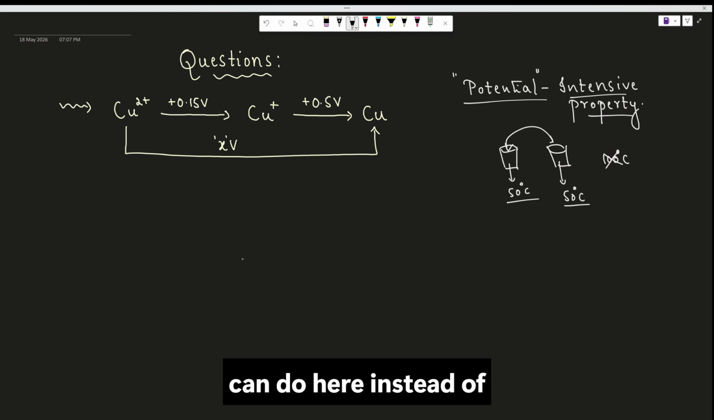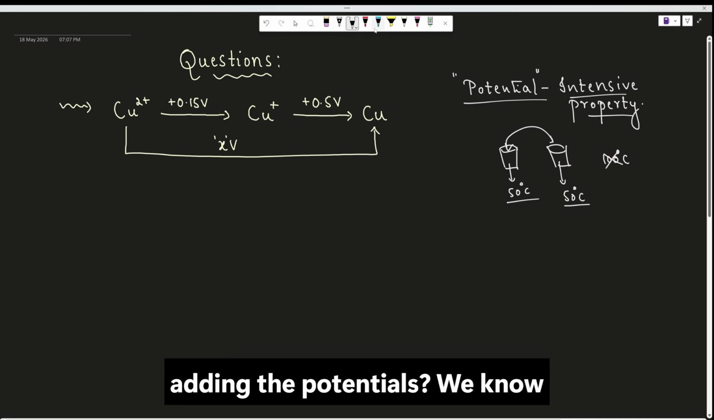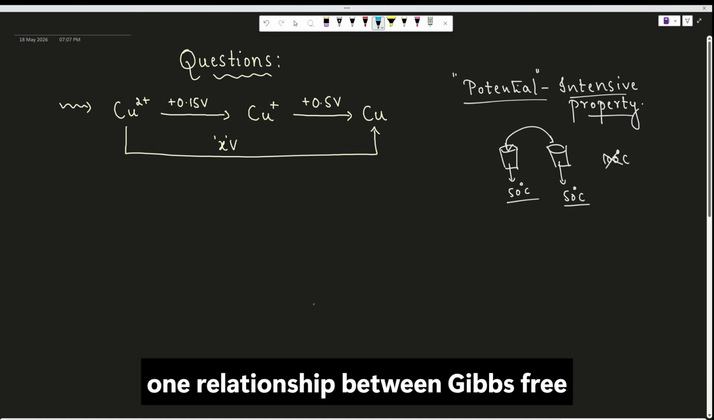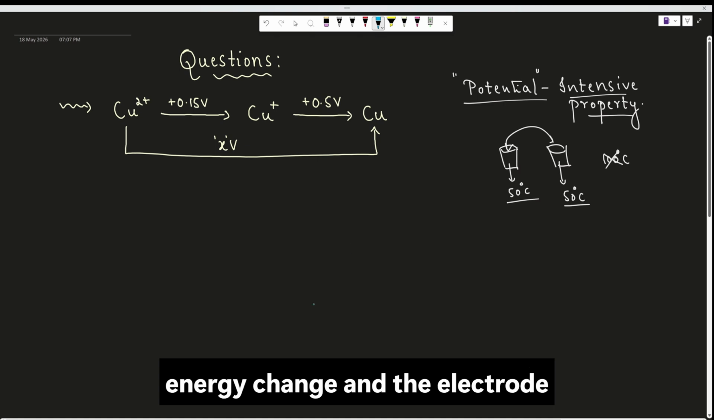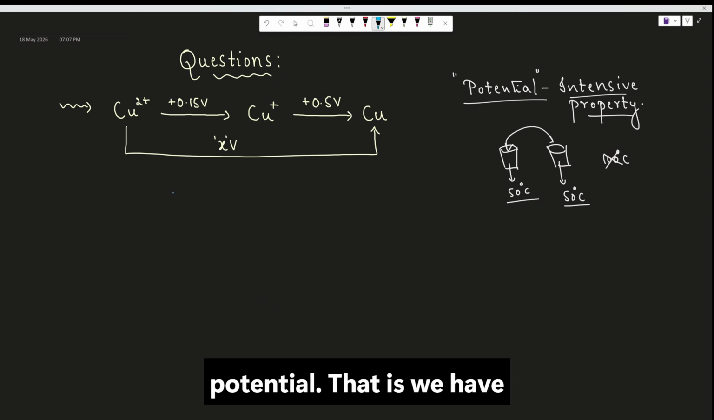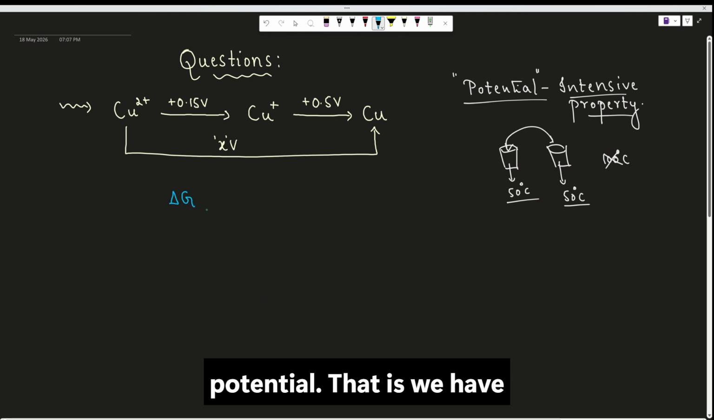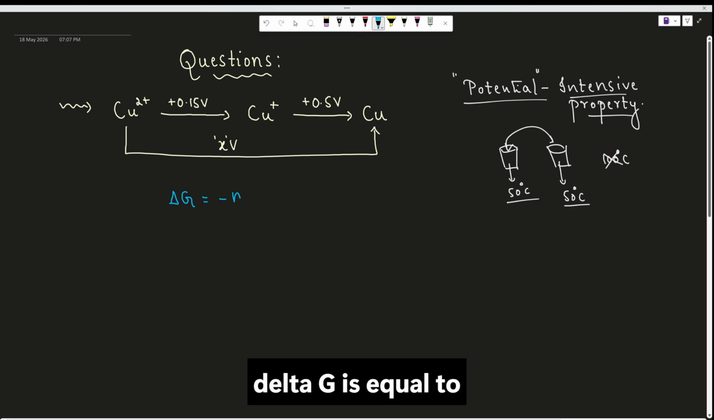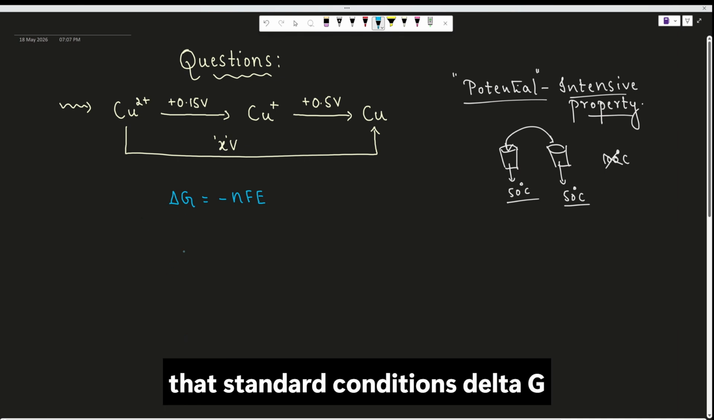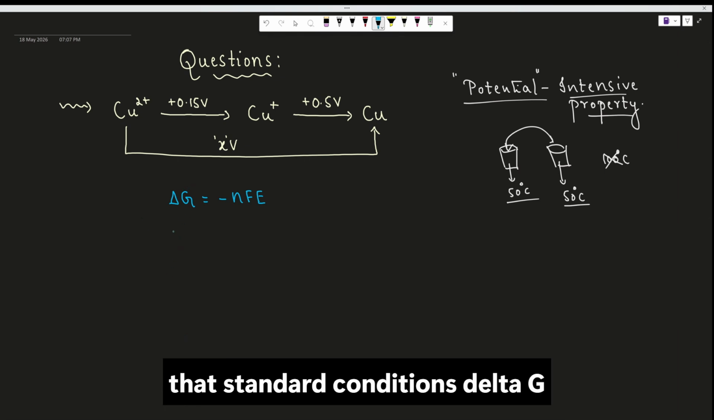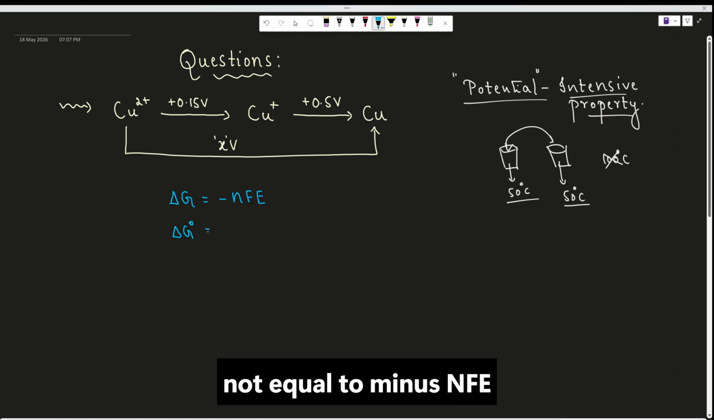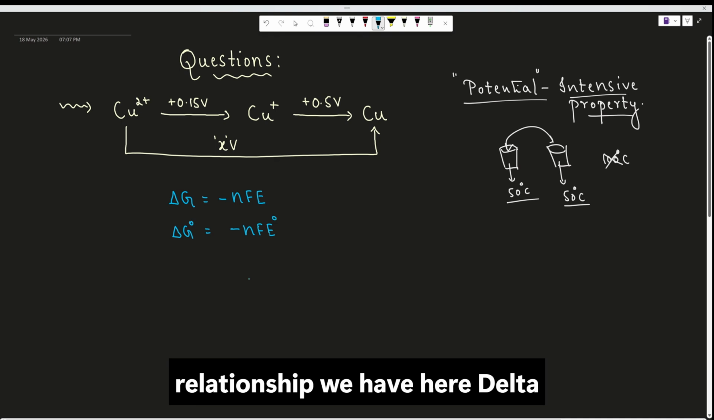Instead of adding the potentials, we know one relationship between Gibbs free energy change and the electrode potential. That is, we have delta G is equal to minus nFE, right? Or you can write at standard conditions delta G naught equal to minus nFE naught. Right, this is the relationship we have.